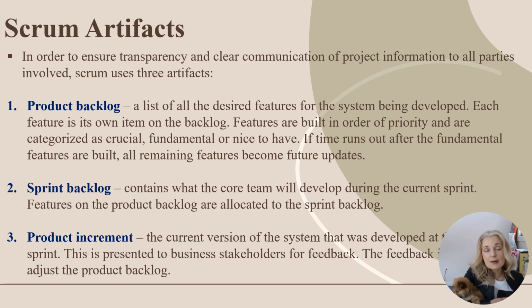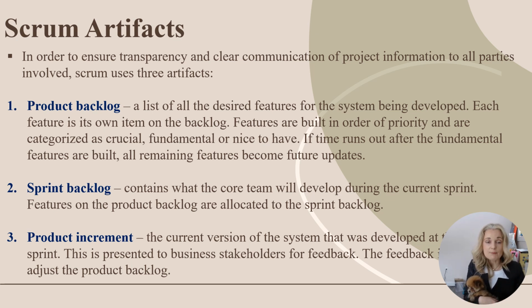And the 3 main artifacts used are the product backlog, and this is just a list of the desired product features in the system being developed. Each feature will have its own item on the backlog, and features are built in order of priority and are categorized as crucial, fundamental, or nice to have. If time runs out after the fundamental features are built, all remaining features can be created as a future update, and the project ends then.